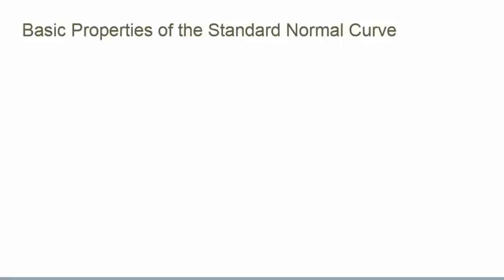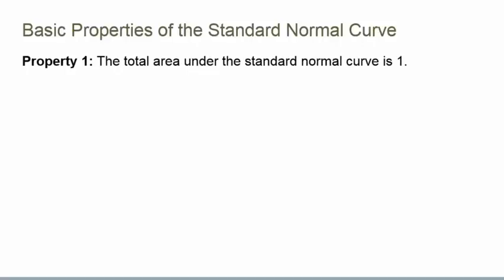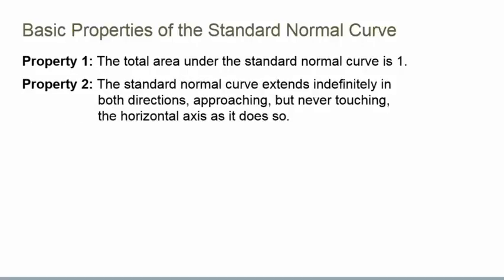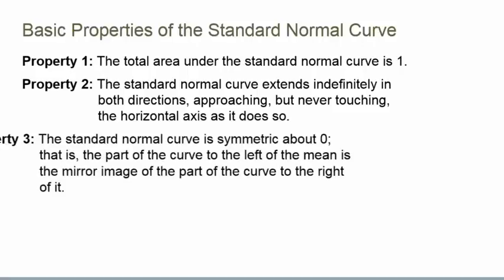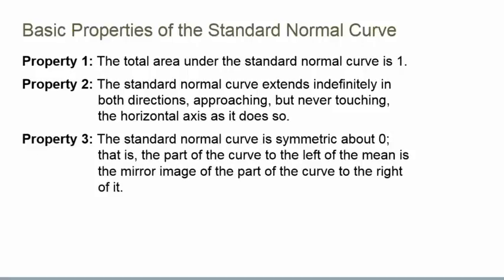Basic properties of the standard normal curve. Property 1. The total area under the standard normal curve is 1. Property 2. The standard normal curve extends indefinitely in both directions, approaching but never touching the horizontal axis as it does so. Property 3. The standard normal curve is symmetric about 0.